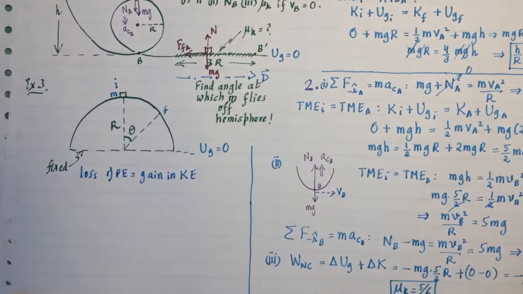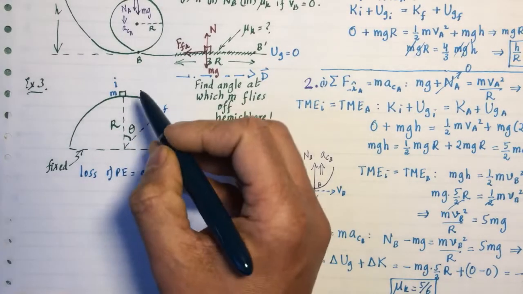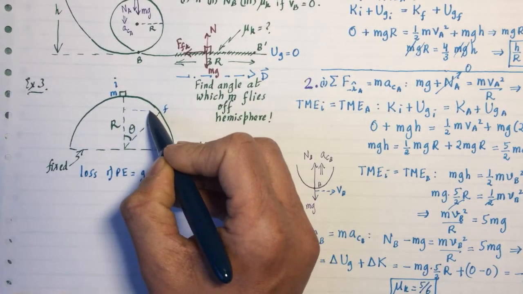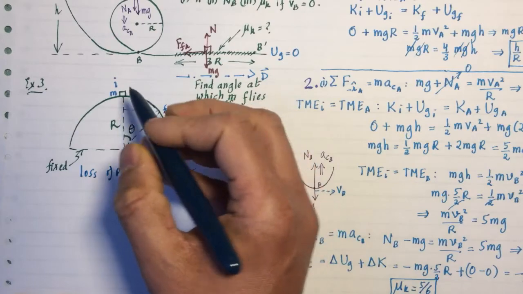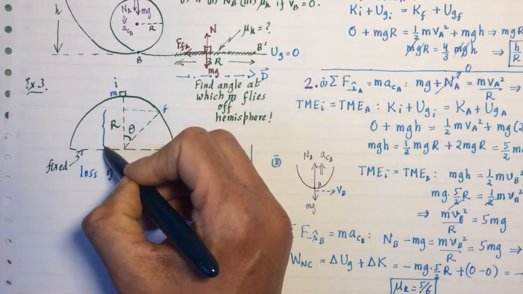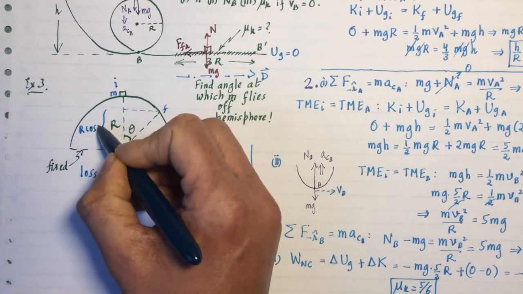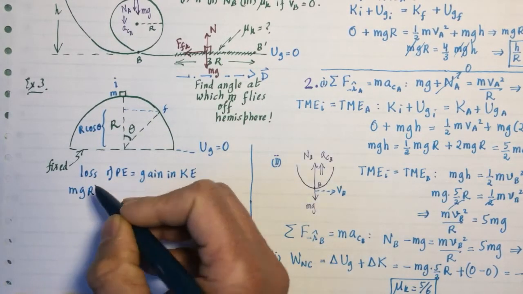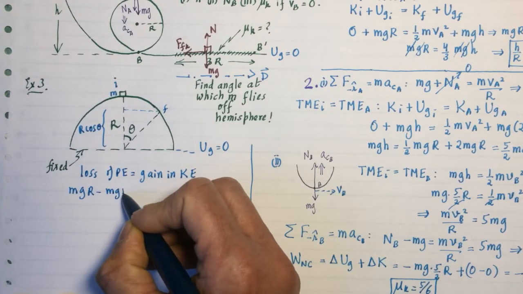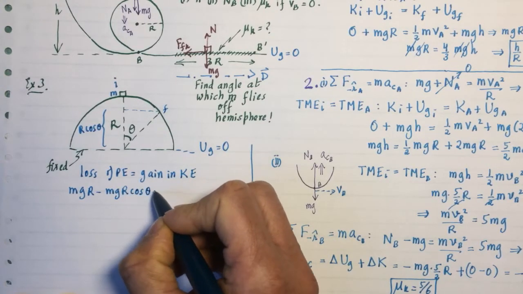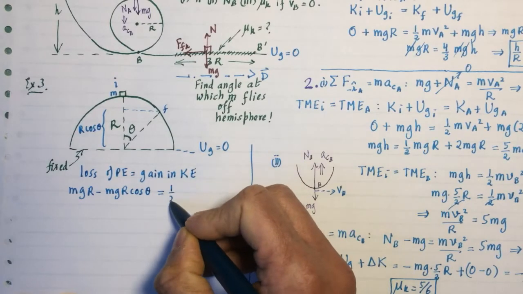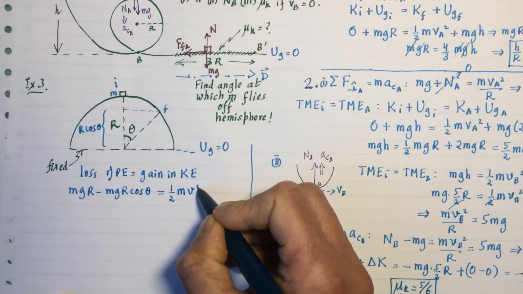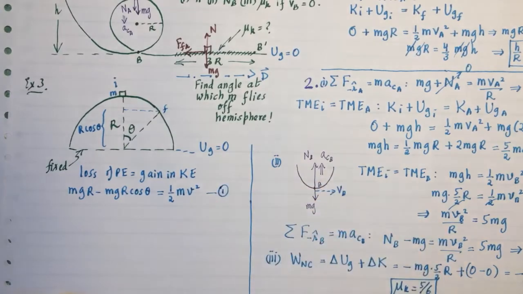So let's write this. The initial potential energy was mgR, and the final one is this height, which is R cosine theta by trigonometry. So the loss of potential energy is just mgR minus mgR cosine theta. And the gain in kinetic energy, let's just call it 1/2 mv squared. That's our first equation.